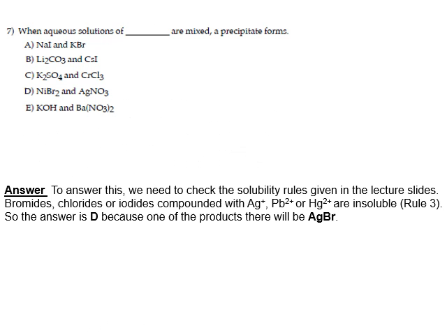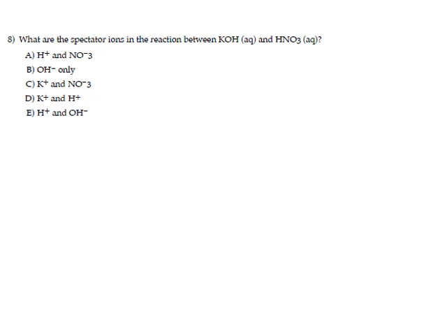Next slide. And here is your answer. Next slide. What are the spectator ions between KOH and HNO3? The H here is going to match up with the OH minus to make water. KOH is a strong base, HNO3 is a strong acid, so those two things are going to make water. And then the NO3 minus is a spectator ion, and the K plus is a spectator ion. So the answer choice here is going to be C.